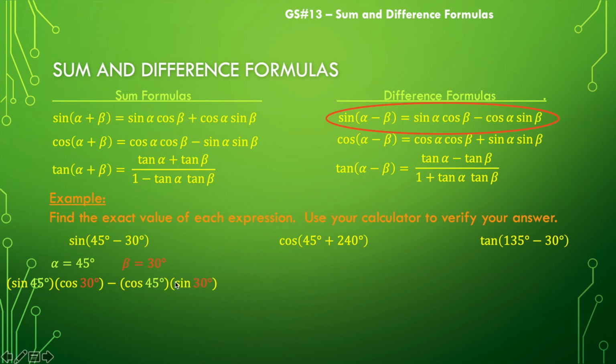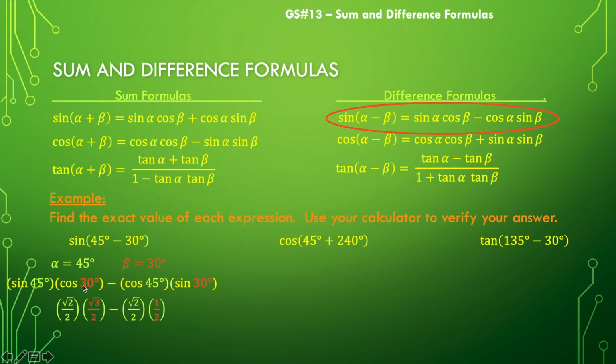Okay, so now I'm going to take each of these individually and evaluate them. The sine of 45 degrees is the square root of 2 over 2. The cosine of 30 degrees is the square root of 3 over 2. And then we're going to subtract from that the cosine of 45 degrees, which is the square root of 2 over 2 again, and the sine of 30 degrees, which is 1/2. So I'm going to replace all of those things with the appropriate value.